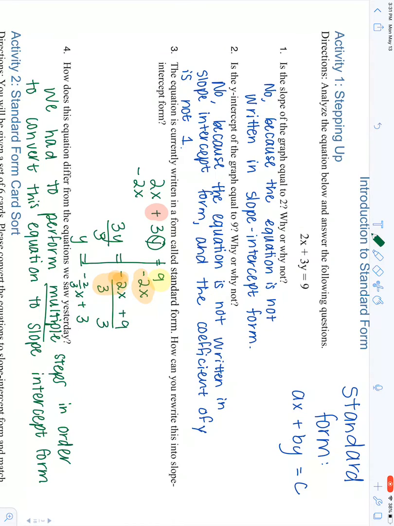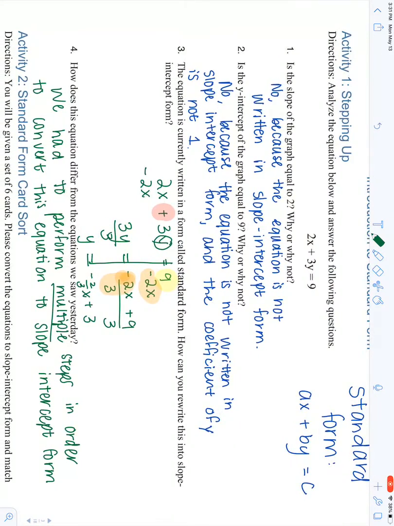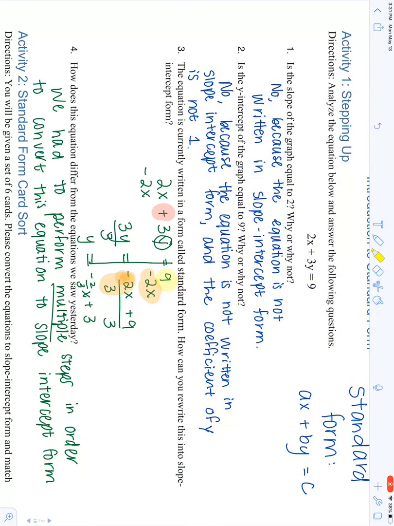Okay. So that is our first activity, a little bit of intro to standard form, a little bit of intro of how we solve for y equals mx plus b from standard form. Okay, so really, we can kind of check our answers to the first equation. We know we're right because our slope ended up being negative 2/3 and our y-intercept ended up being 3. It was not 9, not 2.